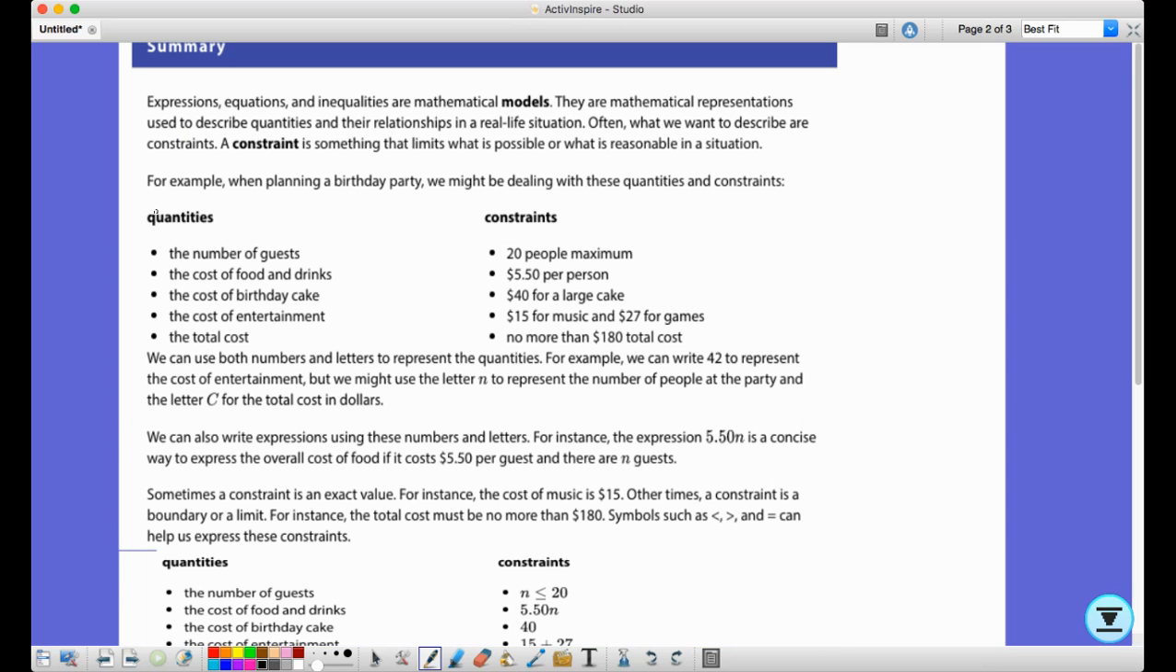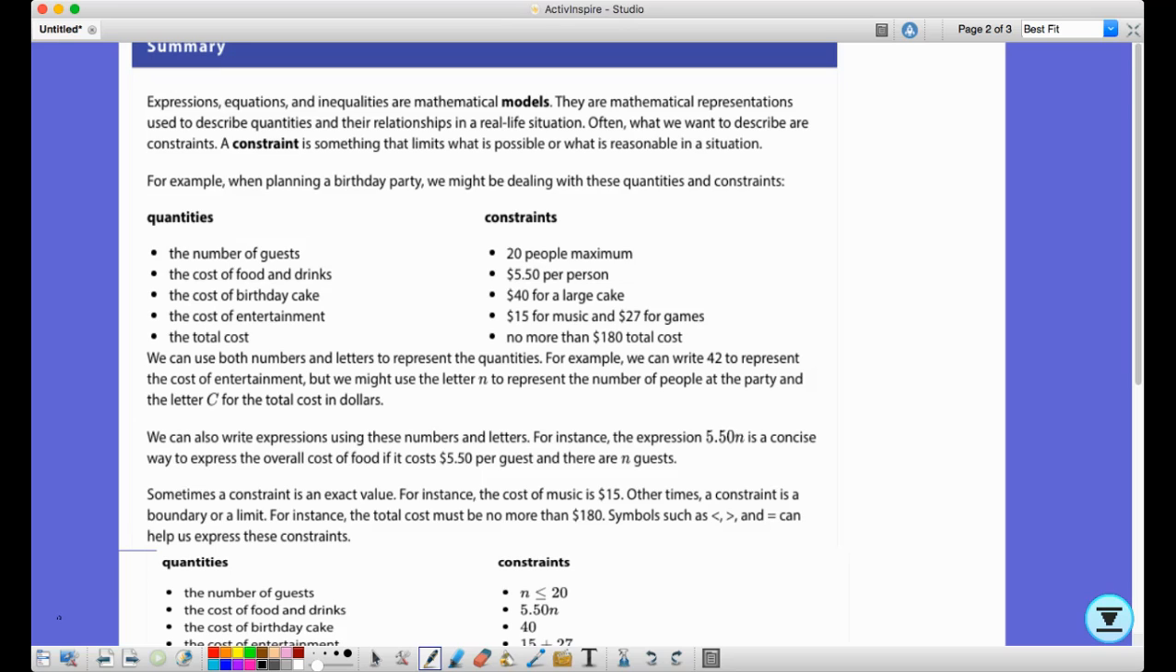Next, expressions and equations and inequalities are mathematical models. They are mathematical representations used to describe quantities and their relationships in a real-life situation. Often, what we want to describe are constraints. A constraint is something that limits what is possible. Just like in the last problem where I only had $50 to spend, okay, my constraint was the amount of money I can spend has to be less than or equal to $50, okay?